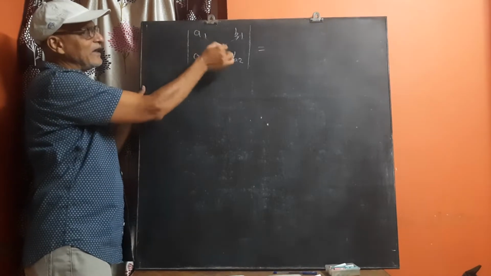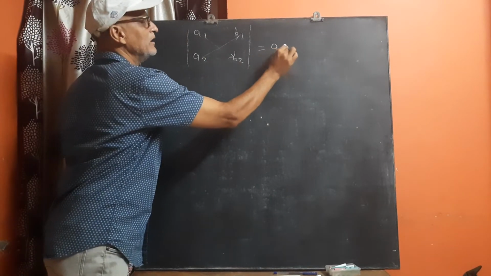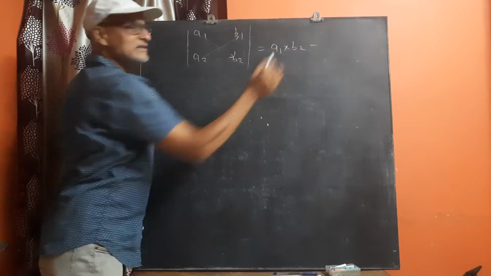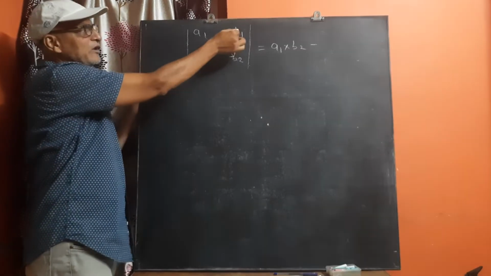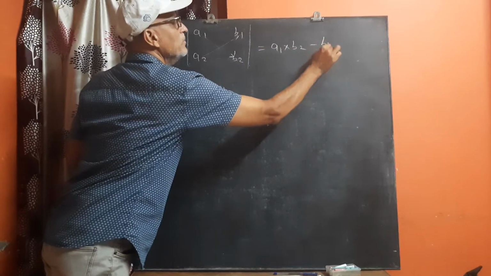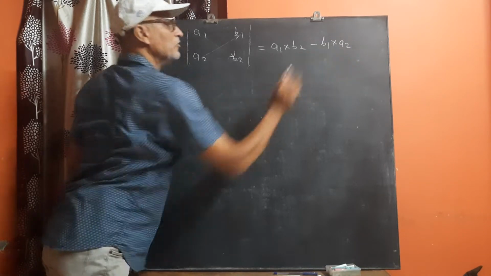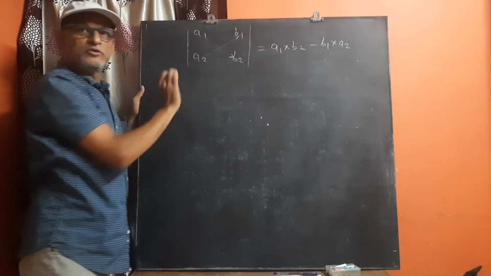Now the solution of this determinant is equal to the multiplication of elements in the forward diagonal. The forward diagonal is A1 and B2. So the multiplication of A1 into B2 minus the multiplication of reverse diagonal elements. The reverse diagonal elements are B1 and A2, that means minus B1 and A2.